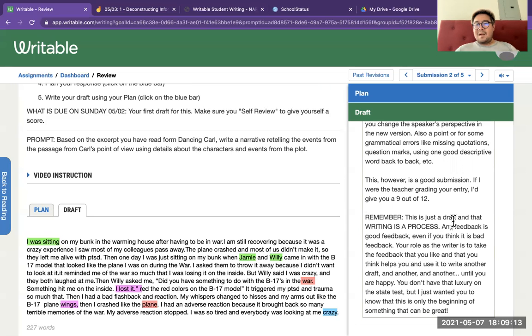So this is just a draft. Writing is a process. Any feedback is good feedback, even if you think it is bad feedback. Your role as the writer is to take that feedback that you like and that you think helps you and use it to write another draft and another until you are happy. You don't have that luxury on that state test, but I just wanted you to know that this is only the beginning of something that can be great.